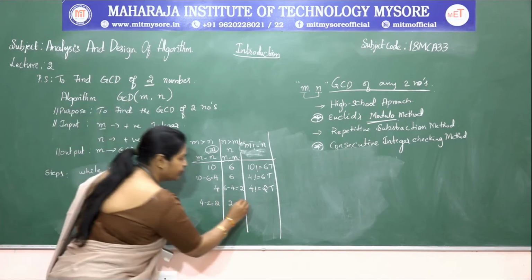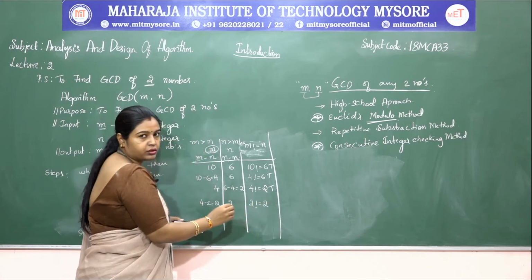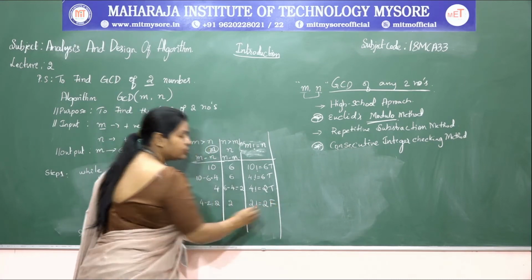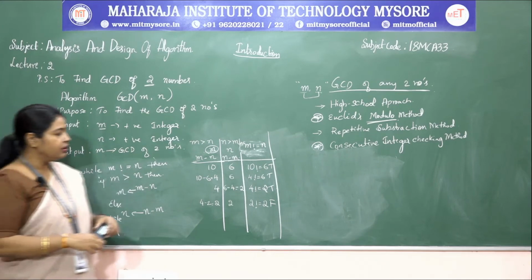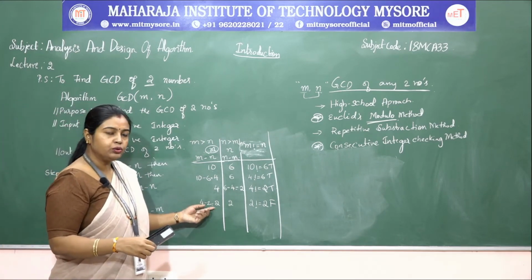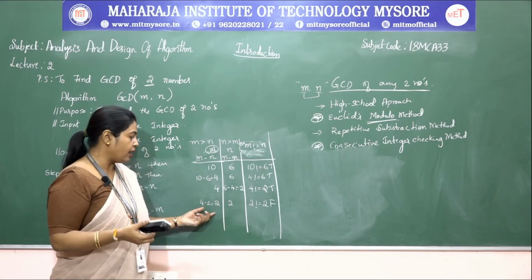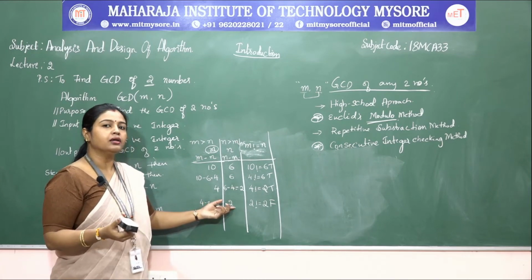Now again it comes back to the while condition: 2 not equal to 2. Is it true? False. Why? Because m is equal to n. If it is false, it comes out of the loop. See, in m we have 2 and in n also we have 2. That is the meaning I told you: I can return either m or n.